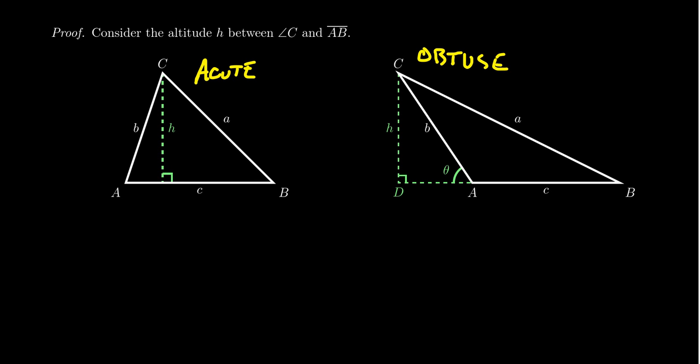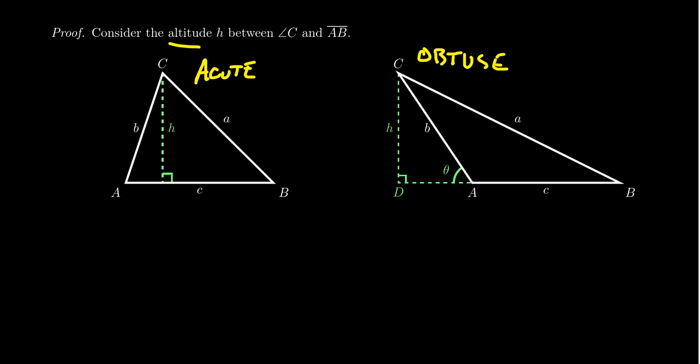Recall that an altitude is a line segment that connects a vertex of a triangle to the line of the opposite side of the triangle in such a way that it's perpendicular, forming a right angle right here. For an obtuse angle, again, this altitude would be exterior to the triangle. So we draw these dashed lines for the parts that are exterior to the triangle. So there are two cases that have to be considered, but it turns out they're going to be very, very similar. The reason we introduce altitudes into this problem is that the altitudes create right triangles.